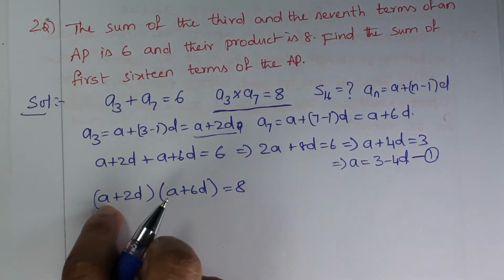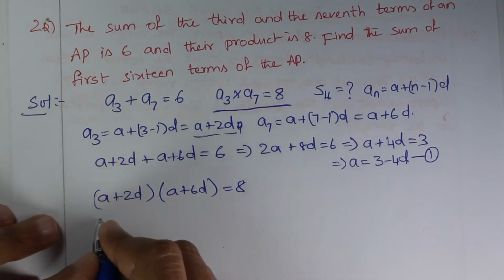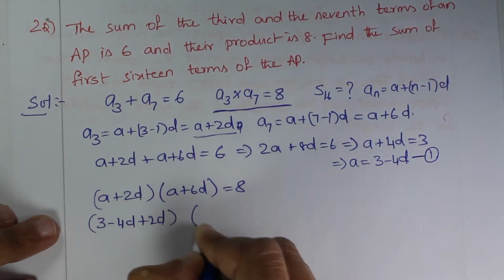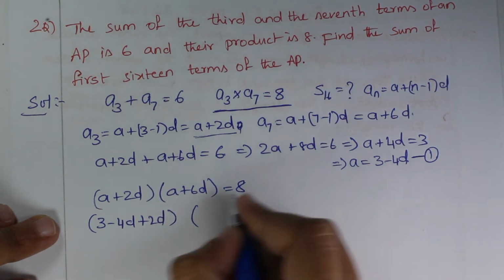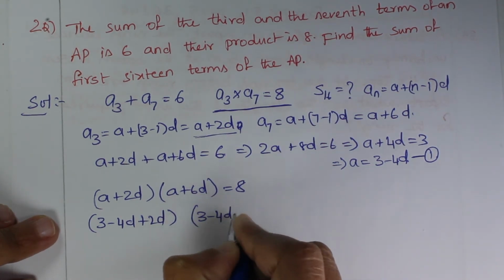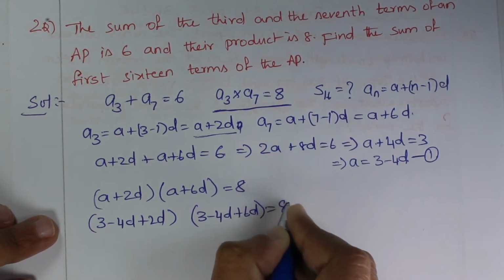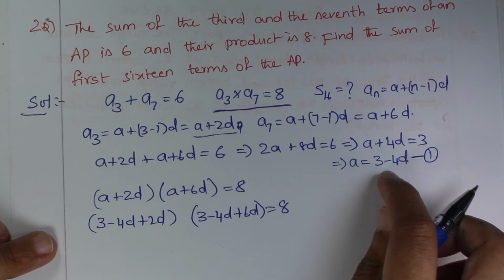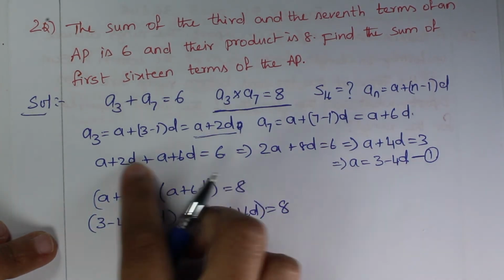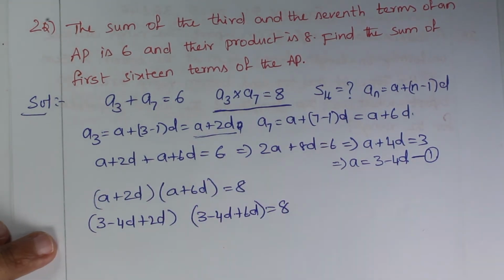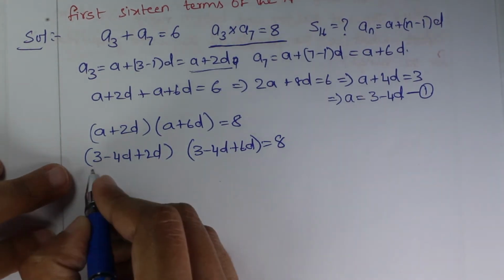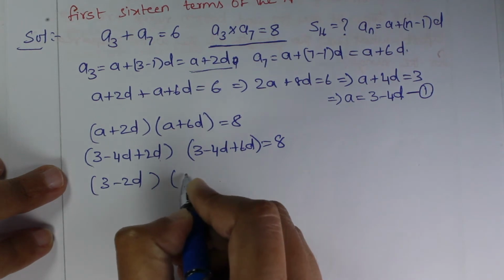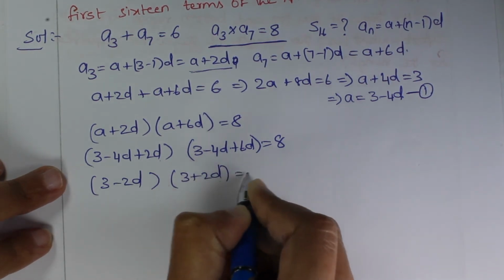Now let us substitute the value of a here. 3 minus 4d plus 2d into 3 minus 4d plus 6d is equal to 8. I have substituted the value of a, that is equation 1, in this equation. Okay, you got it, right? So 3 minus 2d into 3 plus 2d is equal to 8.